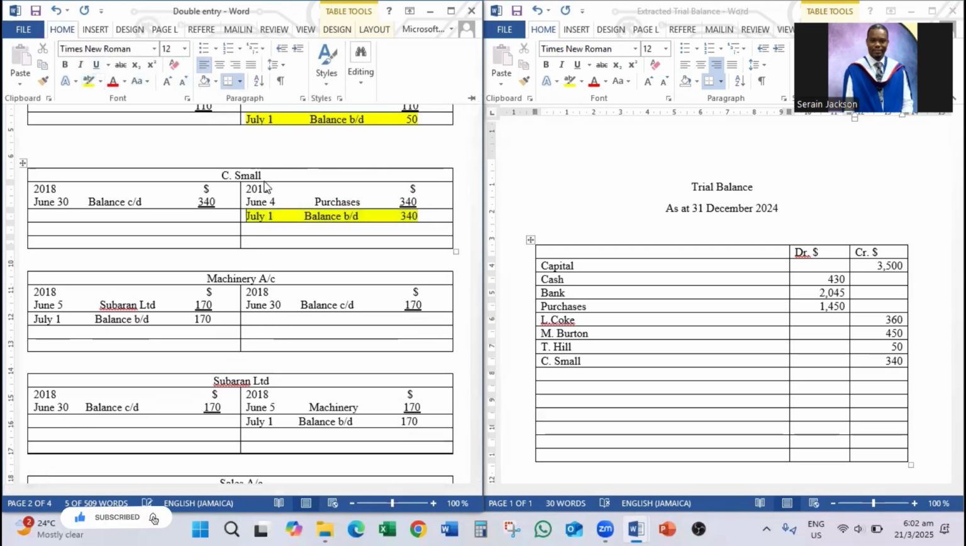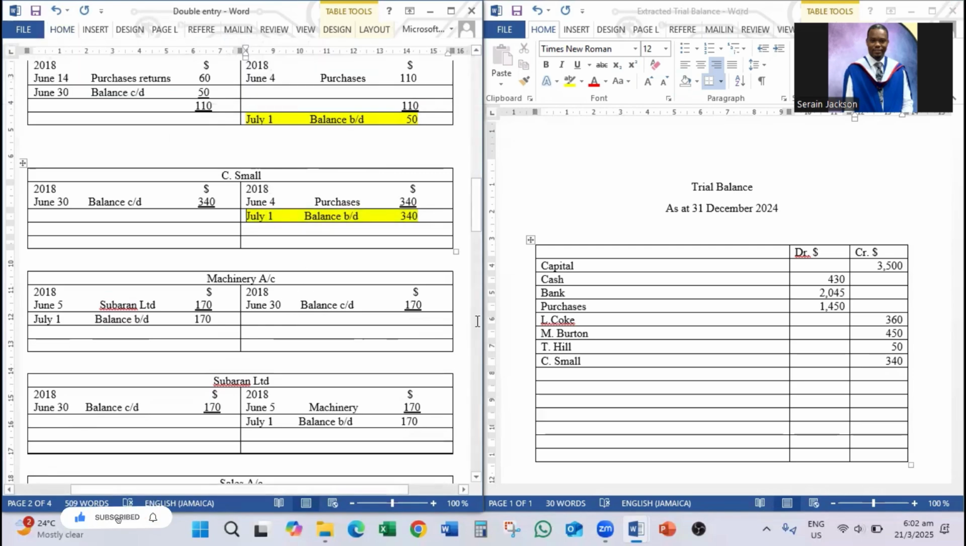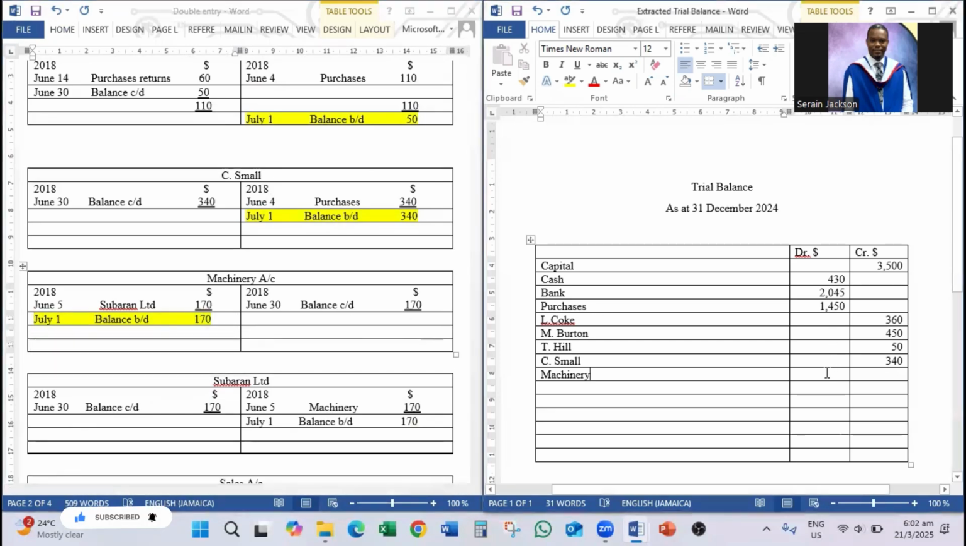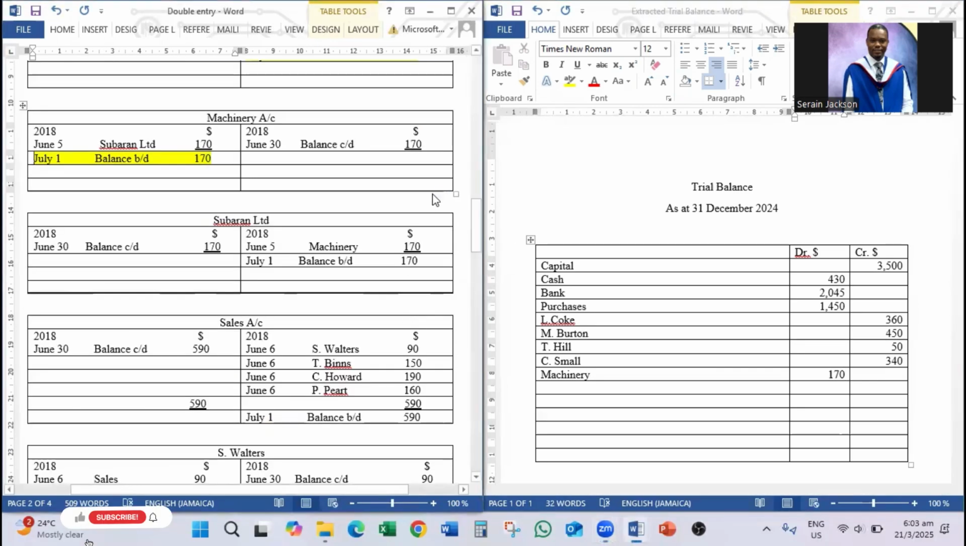And that's just the rule. Once you remember that, you're good. Machinery. Machinery is a fixed asset which normally carries a debit balance. So it is no surprise that the balance brought down is on the debit side. That is where it should be. It cannot be anywhere else. So it is 170, right? All right, so we go to Subaran Limited now.